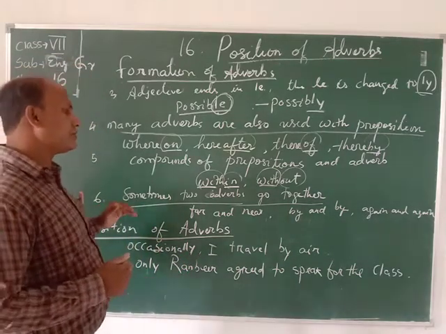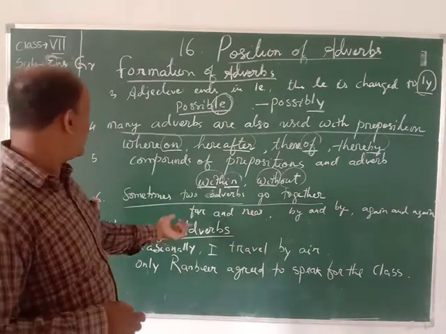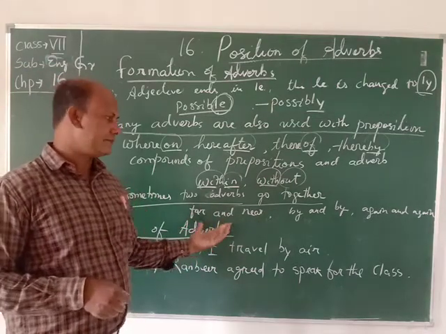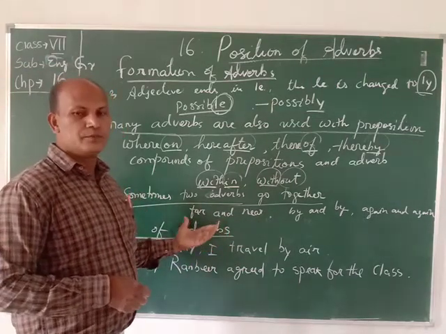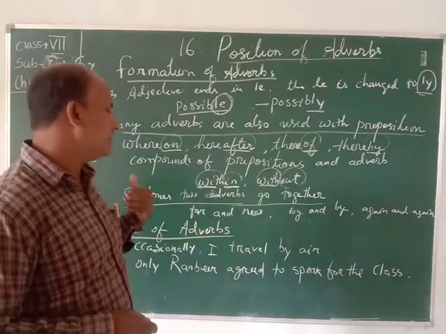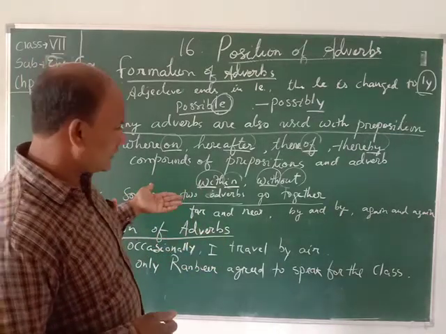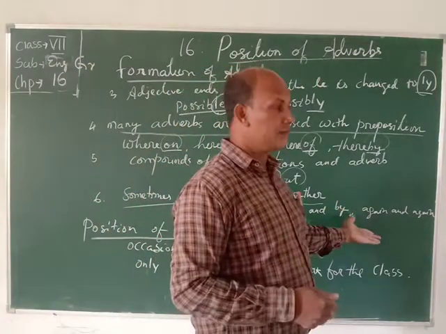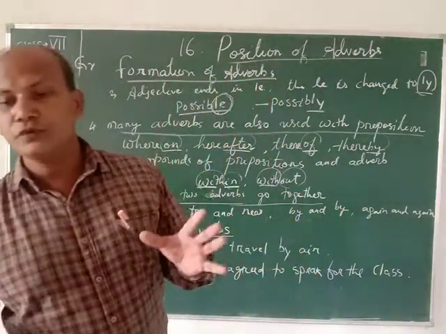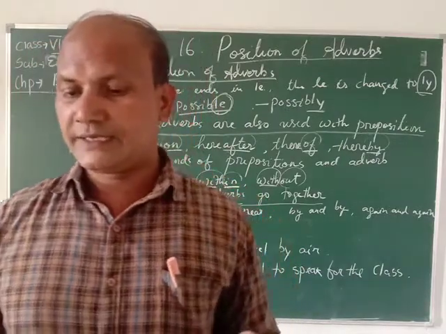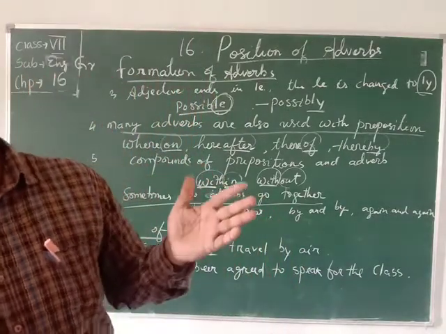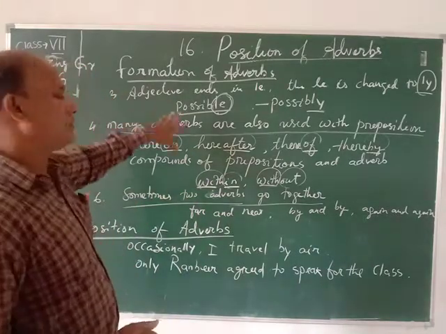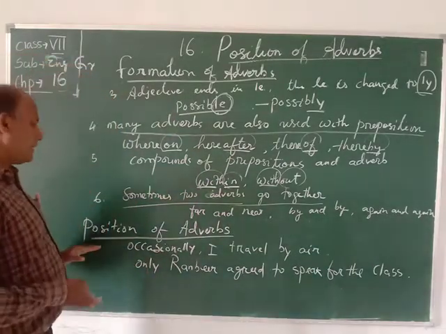Next, let's see some points. Sometimes two adverbs go together. Here are far and near. Yes, people of far and near tend to listen to my message. Okay, you can say by and by, again and again. These are all two adverbs together, and you can make two adverbs together. It's clear on this point for some adverbs.